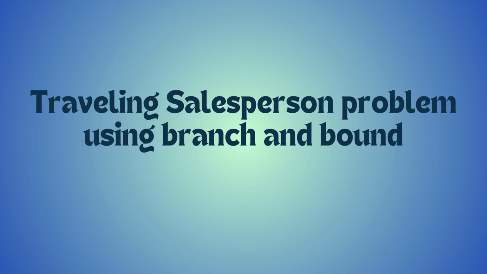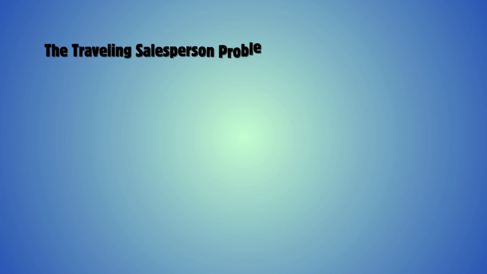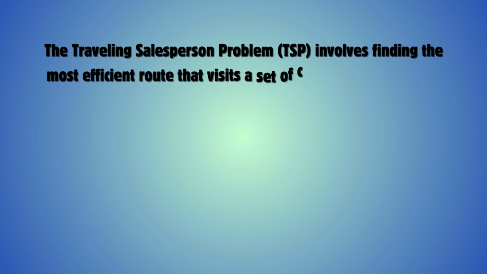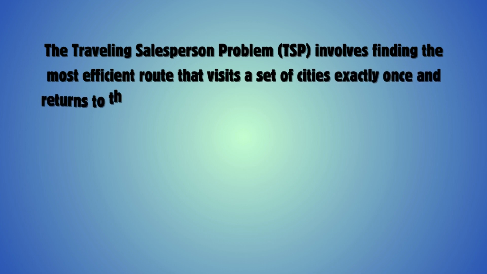In this video we are discussing the traveling salesperson problem using branch and bound. The traveling salesperson problem, TSP, involves finding the most efficient route that visits a set of cities exactly once and returns to the starting city.